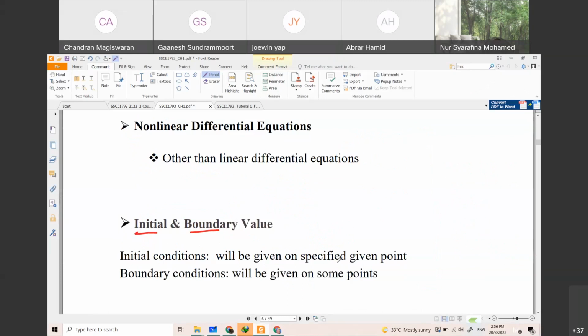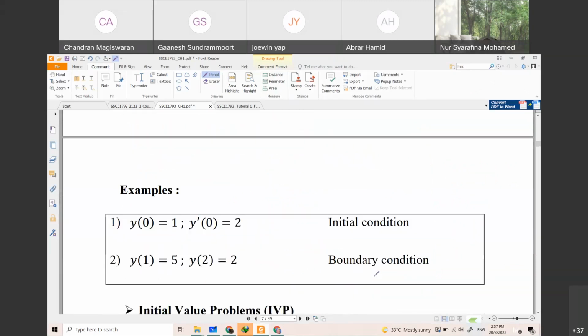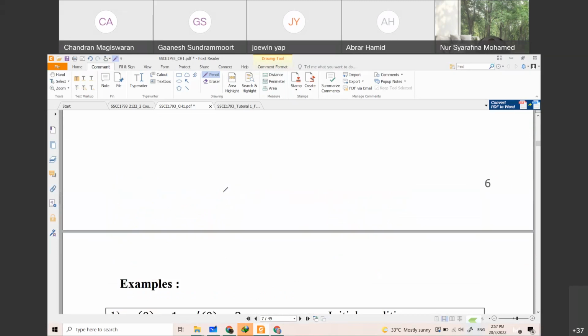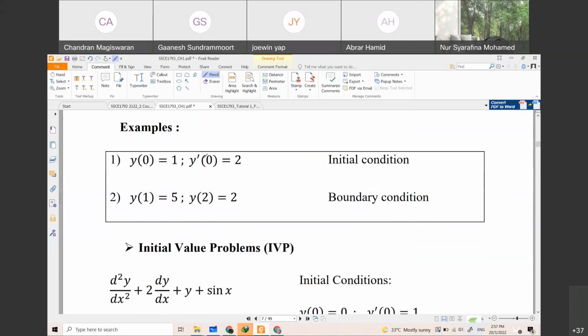Initial conditions will be given at a specific point, while boundary conditions will be given at some points. As you can see, this is an example of an initial condition, where it uses the specific given point, the same point.